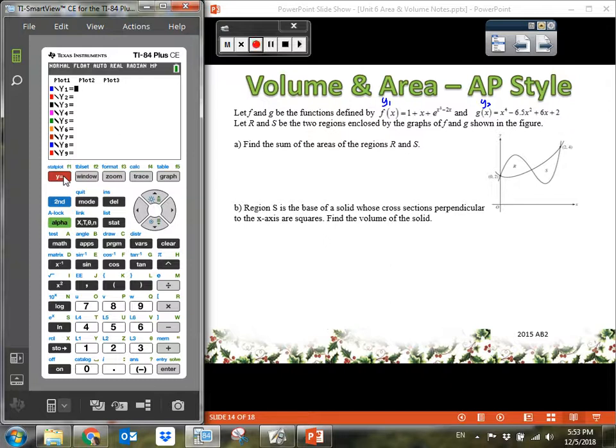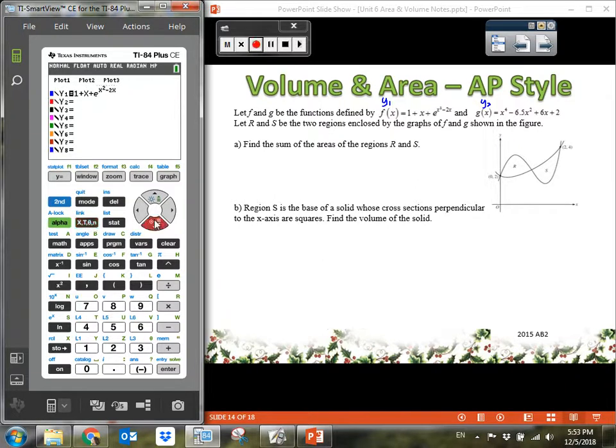Alright, so we have 1 plus x plus e to the x squared minus 2x, x squared minus 2x. Okay, so that's my first one. That's my f of x.